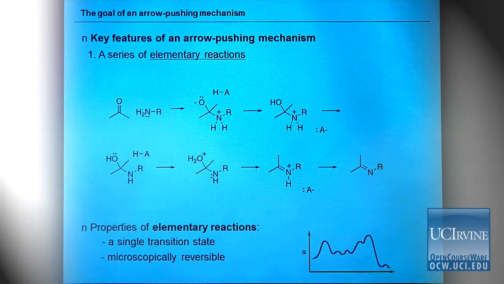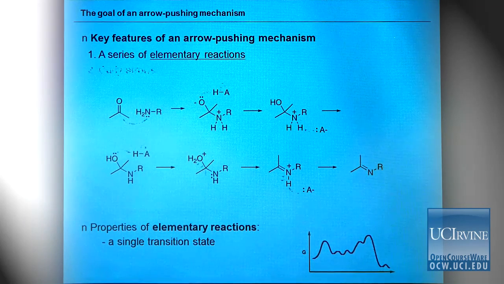So what's the second feature of an arrow-pushing mechanism, number 2? The second feature, of course, is to add curved arrows, curly arrows, to your reaction mechanism. So first we need to know how many steps are in the mechanism, and then for each of those elementary reaction steps, we need to add curved arrows to show us which bonds are forming and which bonds are breaking.